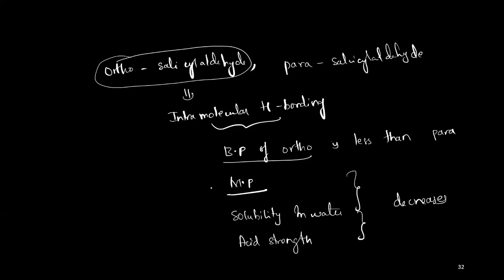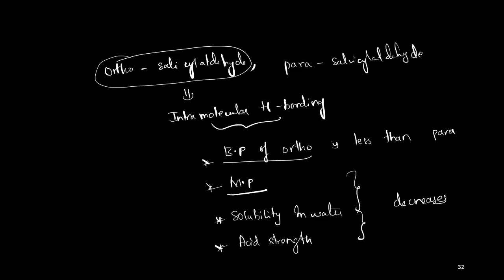Okay. So boiling point of ortho is less than para. Melting point of ortho is less than para. Solubility in water is less than para. Acid strength is also less than para. So why? Because of the intramolecular hydrogen bonding. I've shown you what is this intra and intermolecular hydrogen bonding. I've shown you the pictures in the previous PPTs. So just go there and refer to it.